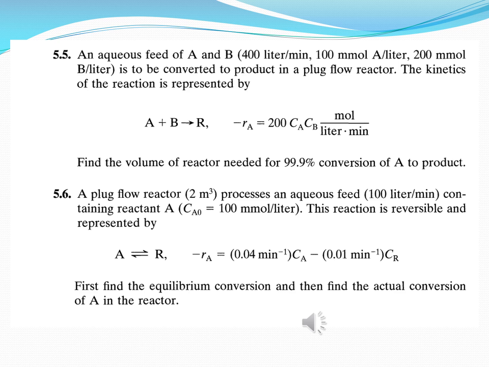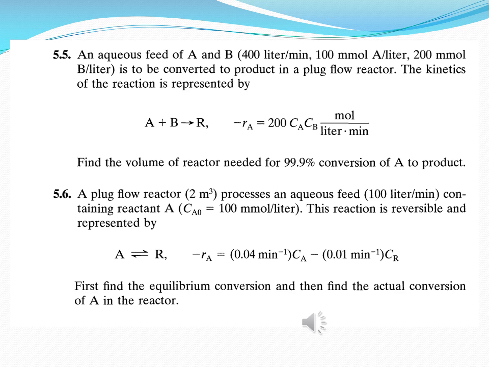The kinetics of the reaction is represented by A plus B gives R, and the rate equation is given as minus Ra equals 200 times Ca times Cb. Find the volume of reactor needed for 99.9% conversion of A to the product. It's a typical numerical involving the performance equation of a plug flow reactor, so in a short time we will see the solution.